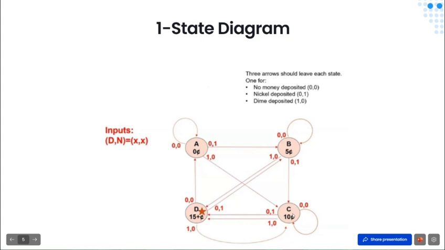When we come to state C, it goes to state D if we deposit either a nickel or a dime, and if no money is deposited, it stays in the same state. And when we come to state D, the soda is dispensed during the next clock cycle, irrespective of the input that we give, but the next state depends on the input. If no money is deposited, it goes to state A, if we give a nickel, it goes to state B, and if we deposit a dime, it goes to state C.